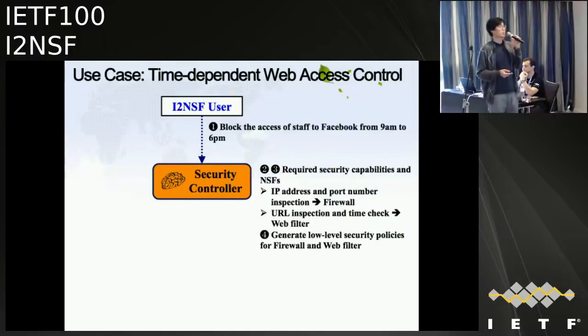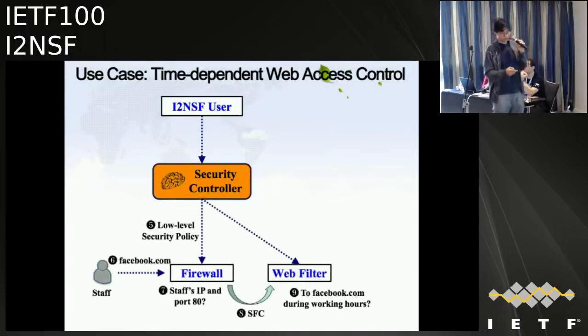So the I2NSF user sends this high-level policy to the security controller, and the security controller analyzes and identifies the required security capability. In this case, IP address and port number inspection capability is required, and we assume that this capability is provided by the firewall network security function. Another required capability is URL inspection and time checking. We assume that this capability is provided by the web filter network security function. And then the security controller generates a low-level security policy rule for each of the firewall and web filter, and sends the low-level policy to the firewall and web filter.